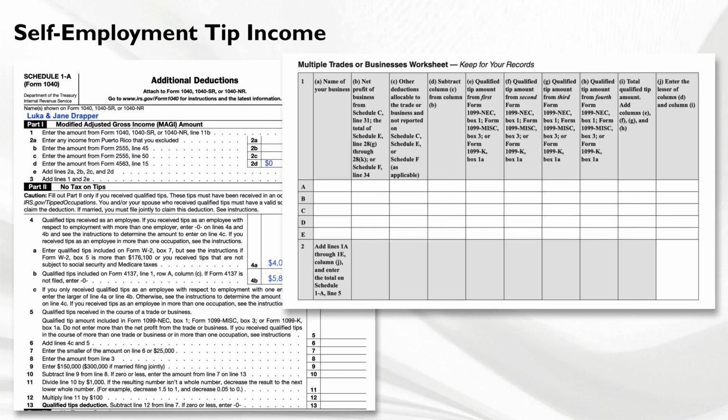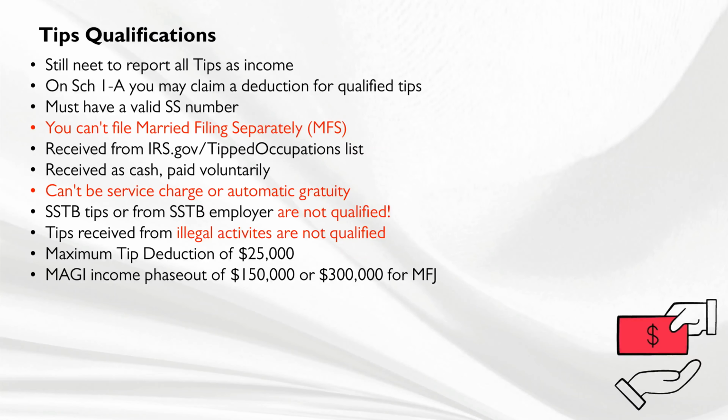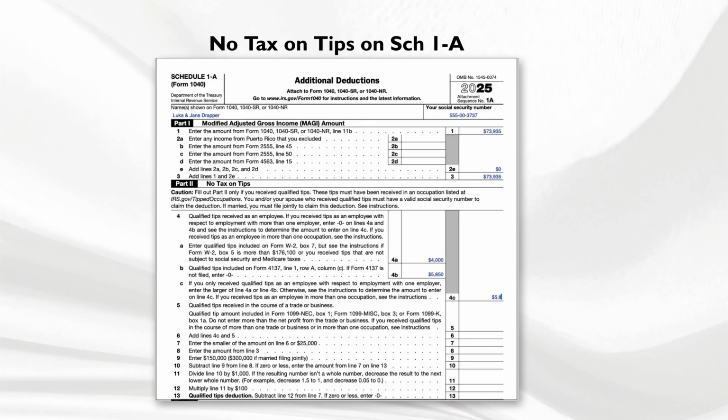If you have multiple businesses for which you receive tipped income, you would have to complete the multiple business worksheet. If you want to see who qualifies and how the final deduction is calculated on Schedule 1A, see my other videos on those topics.